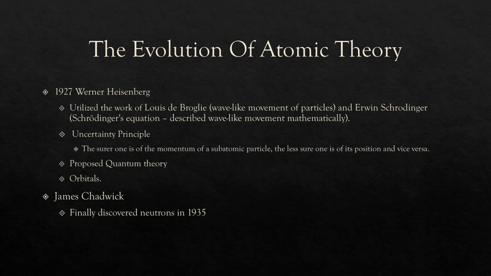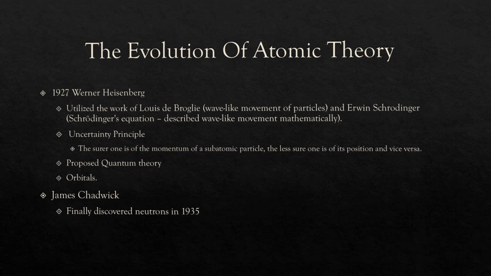He also played a huge hand in proposing quantum theory and the fact that orbitals exist, as we'll see in the next slide. The latest and final piece to the puzzle of atomic theory, for now, came from James Chadwick, who discovered neutrons in 1935.